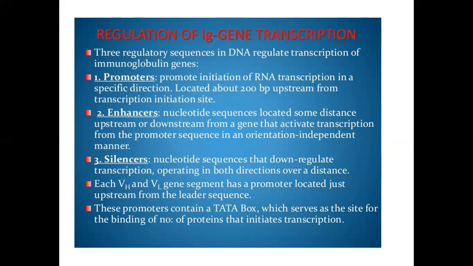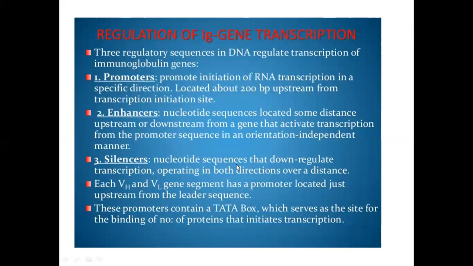Enhancers are sequences located some distance upstream or downstream from a gene that activate the transcription from the promoter sequence in an orientation-independent manner. Silencers are also nucleotide sequences that downregulate the transcription, operating in both directions over a distance. Each VH and VL gene segment has a promoter located just upstream from the leader sequence. These promoters contain a TATA box which serves as the site for the binding of a number of proteins that initiate the transcription.